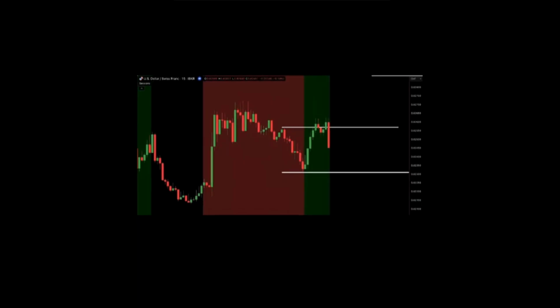Let's take another example, again on the US dollar, Swiss franc 15-minute time frame. We start by marking the most recent high and low of the Asian range. That defines our accumulation zone, where retail orders begin stacking up. Now watch what happens as the London session opens. Price shoots above the recent high, but then instantly rejects and closes aggressively back below the level.